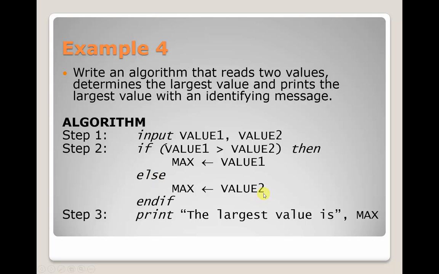Otherwise, assign the value 2 to the variable max. Finish up our end if, or our if statement, and then lastly, print the text "The largest value is," comma, and whatever is in max. So what's printed here is either going to be this or this, depending on how this expression was evaluated.